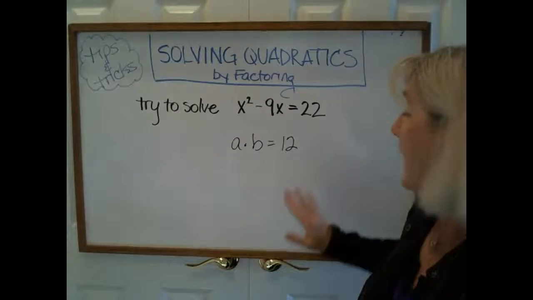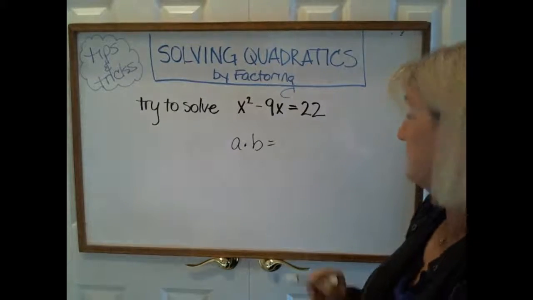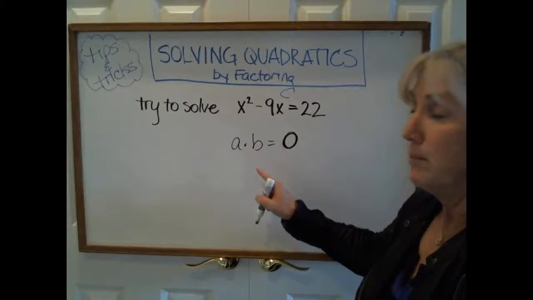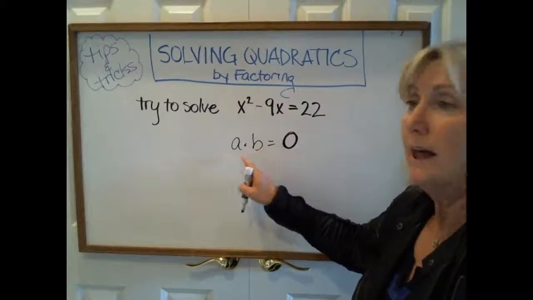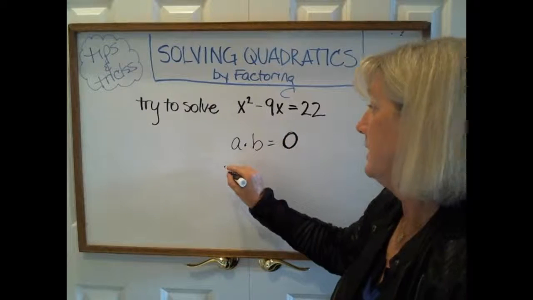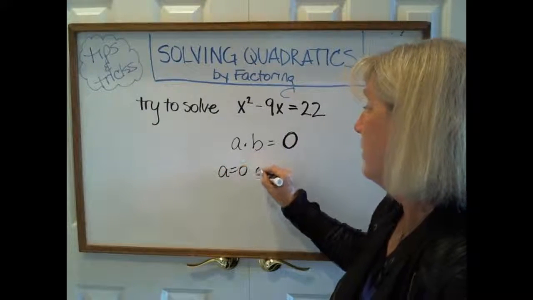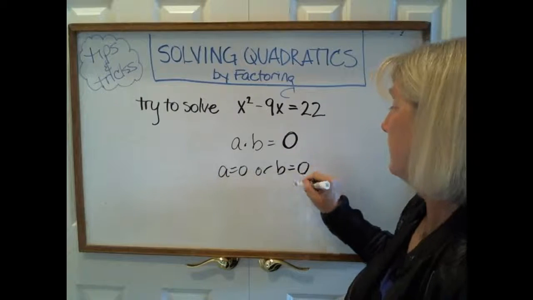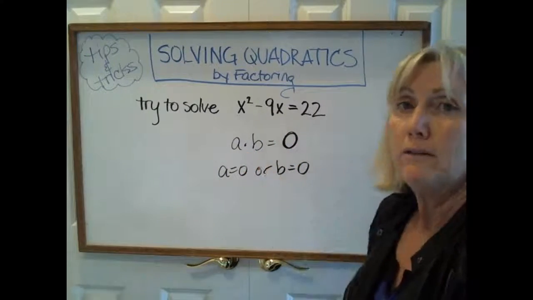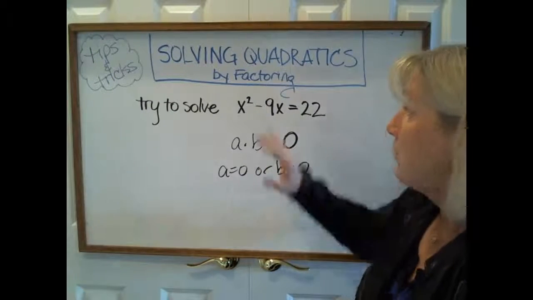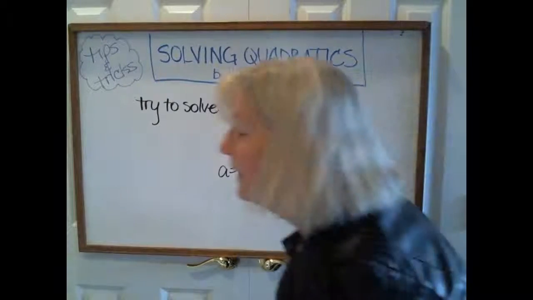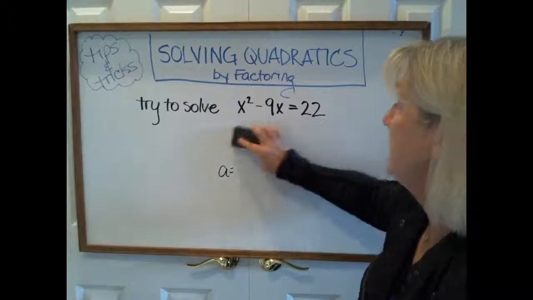Now something magical happens if we change this to 0. This is called the zero product property. If I'm going to multiply two numbers together to equal 0, I know for sure that either a equals 0 or b equals 0. The only way you're going to multiply and get 0 as an answer is if one of those things is 0. So that's the premise of solving quadratics by factoring.